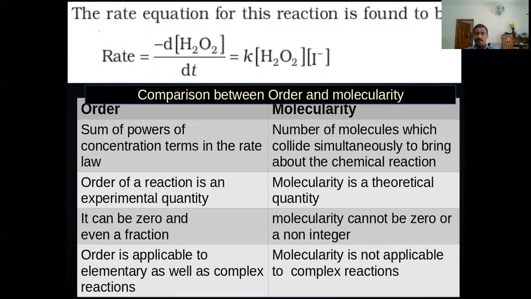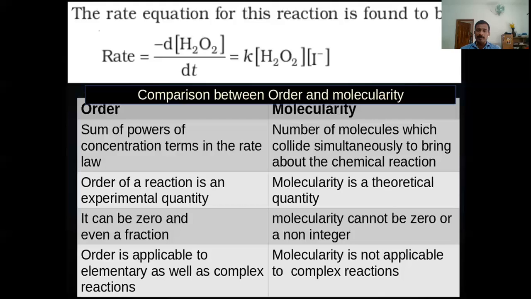So here we can compare order and molecularity, the properties or characteristics of order that we discussed earlier, and molecularity. Now we can compare it. Sum of the powers of concentration terms in the rate law is known as order of reaction. And what is molecularity? Number of molecules which collide simultaneously to bring about the chemical reaction. Order of reaction is an experimental quantity, but molecularity is not an experimental quantity; it can be determined from the balanced chemical equation. So we can say molecularity is a theoretical quantity.